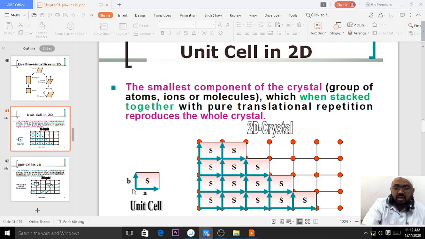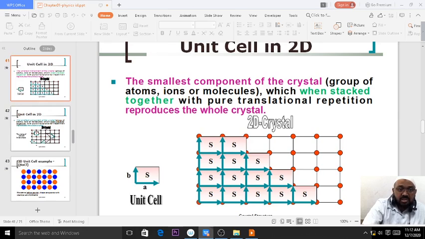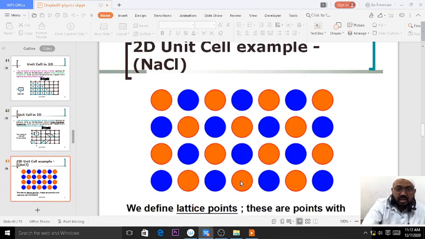We have shown this particular pattern, a and b. In the previous figure also we had this particular discussion. And here, this is the smallest geometrical figure that we observed in 2-dimension. So what is happening in 3-dimension? See, the unit cell in 2-dimension is the smallest component of the crystal which stacks with a pure translation repetition. Now we have taken an NaCl crystal. Everybody is familiar with the NaCl crystal.